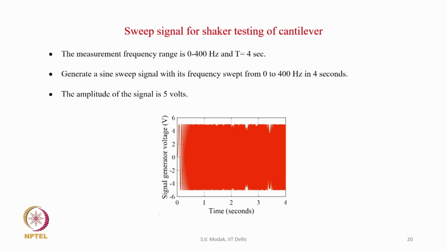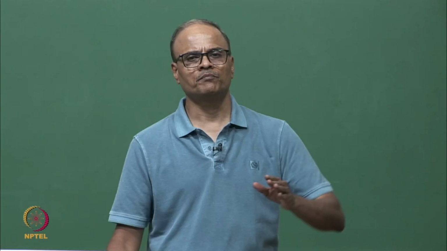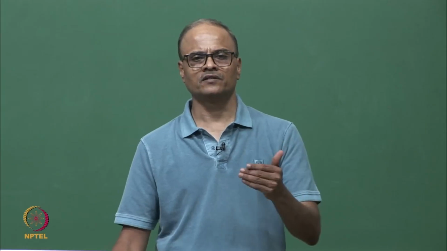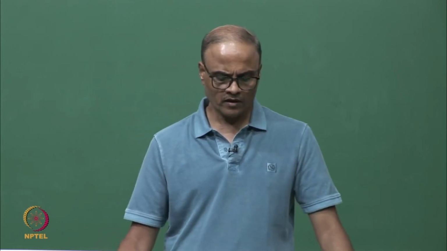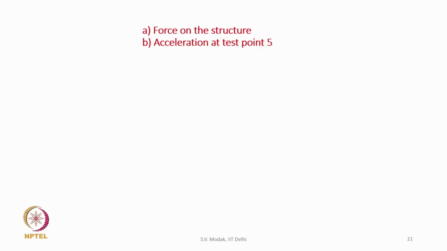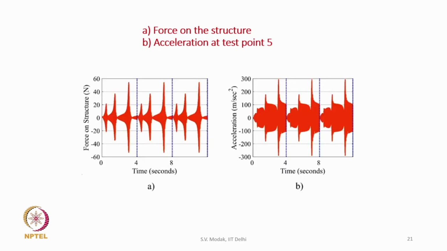The frequency of this voltage signal is 0 in the beginning, and then it increases linearly to 400 hertz at the end of 4 seconds. This signal generator voltage is now fed to the power amplifier, which then excites the structure using the shaker. Let us look at the force applied on the structure and the acceleration at test point 5.